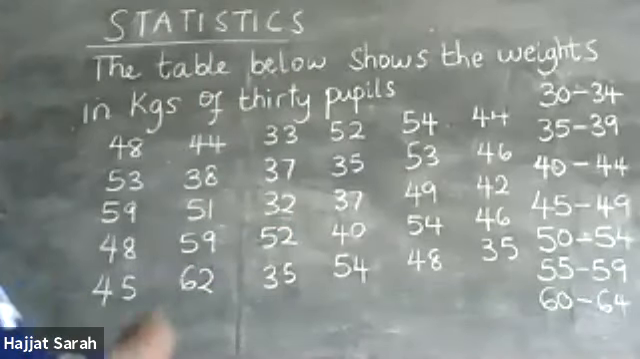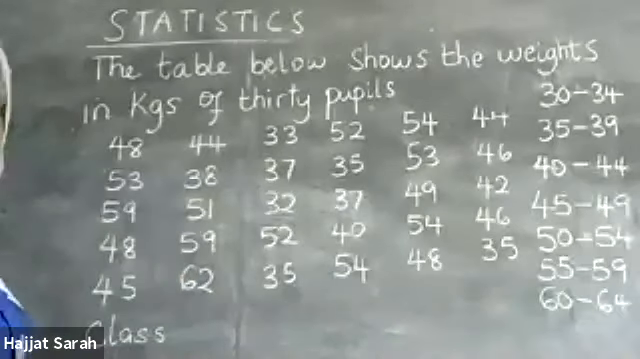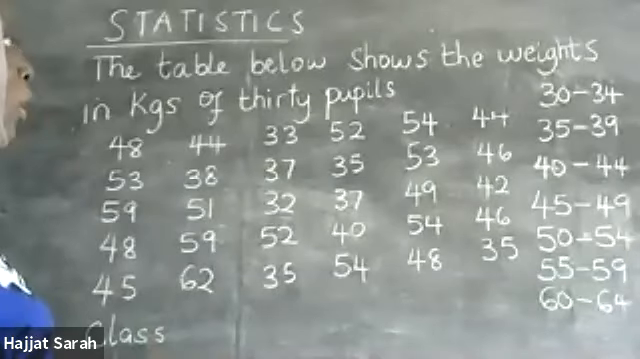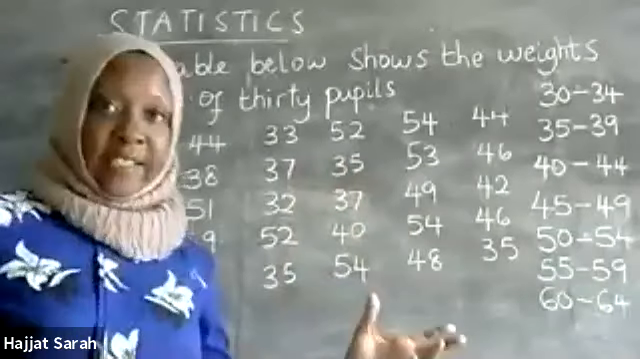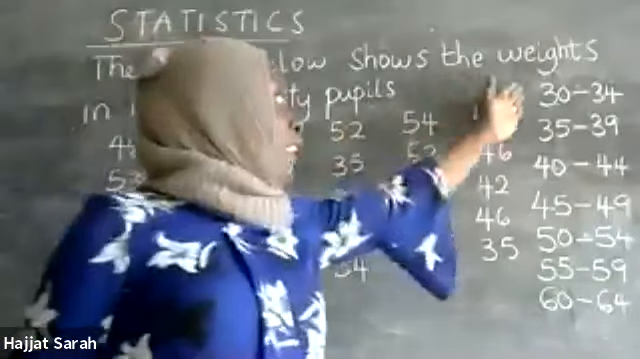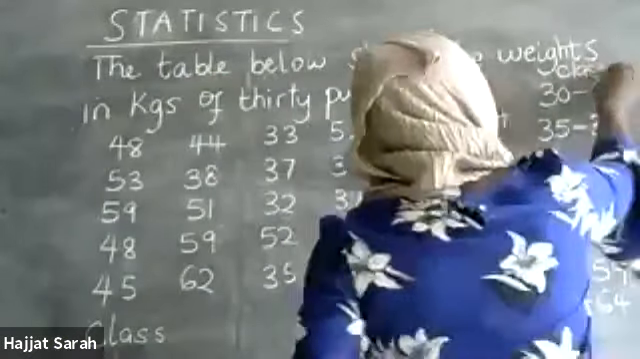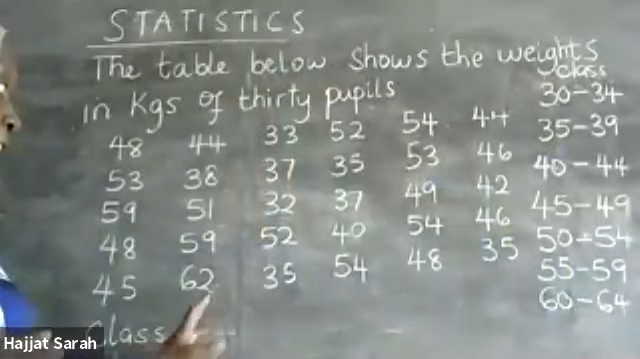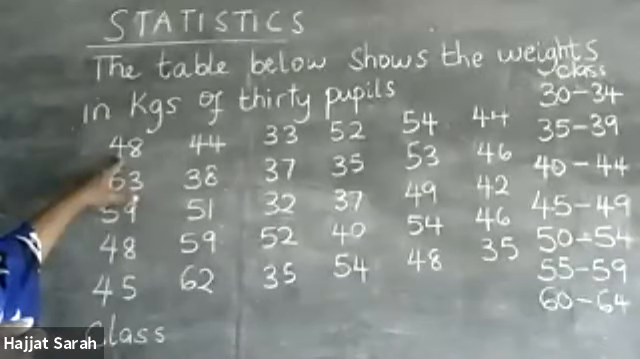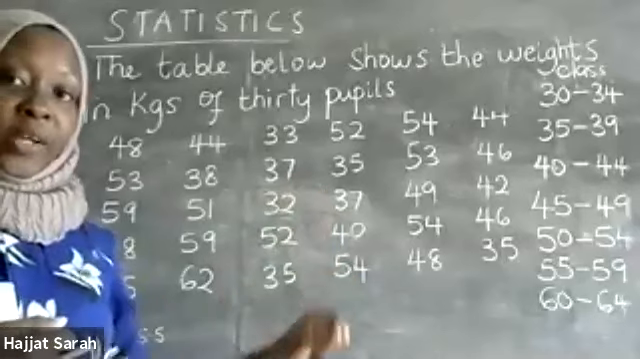When we are drawing our table, class will be the first column. Your next column will have tally, because you have to group these. From the classes that we have, you're going to write down the tally and show me where 48 will be. From the tally, then you shall have frequency.